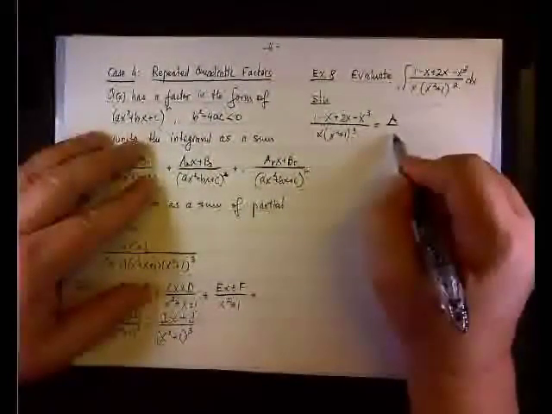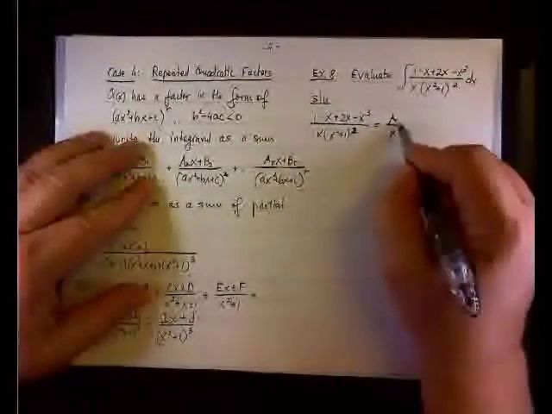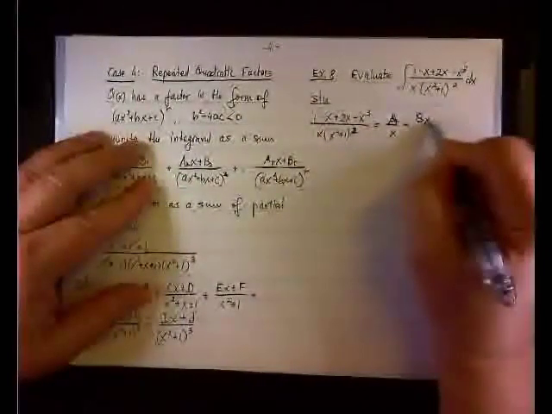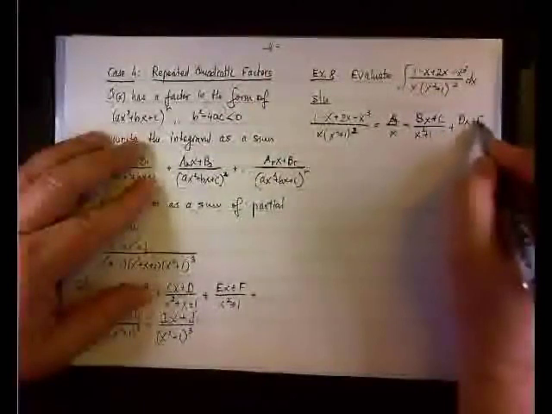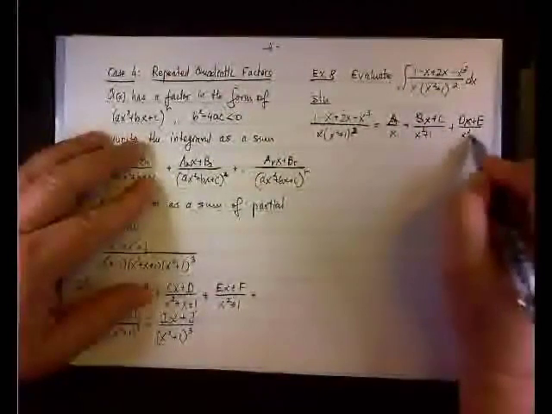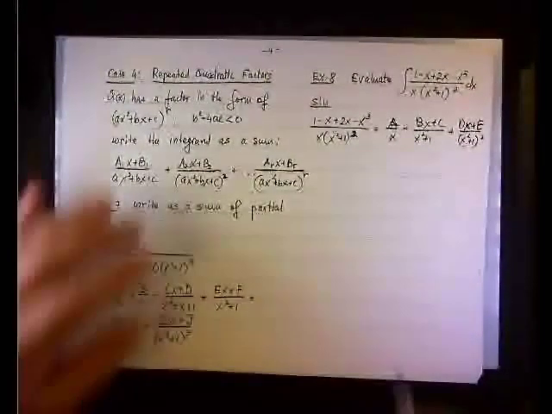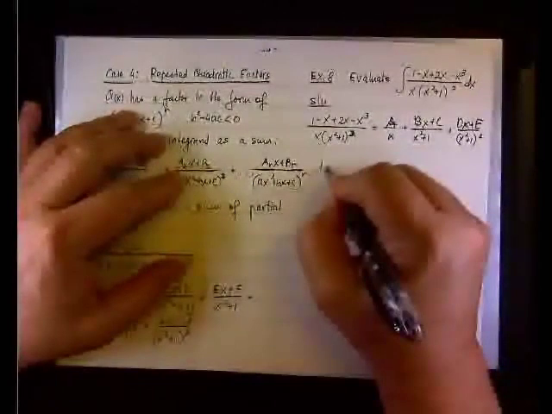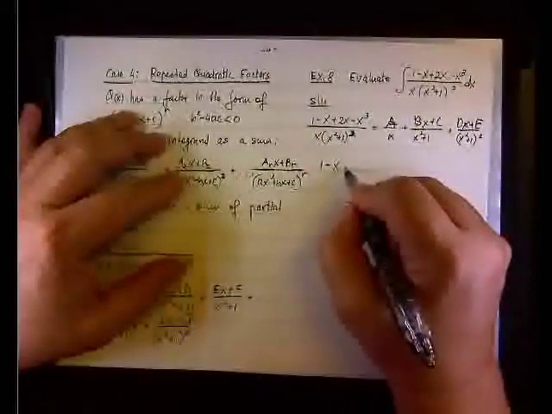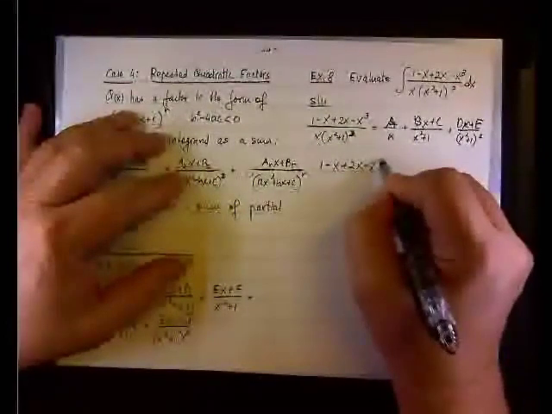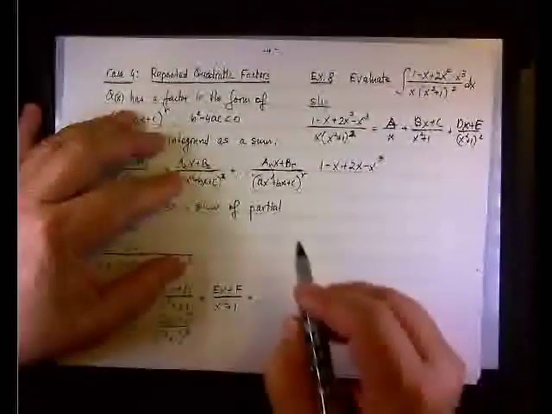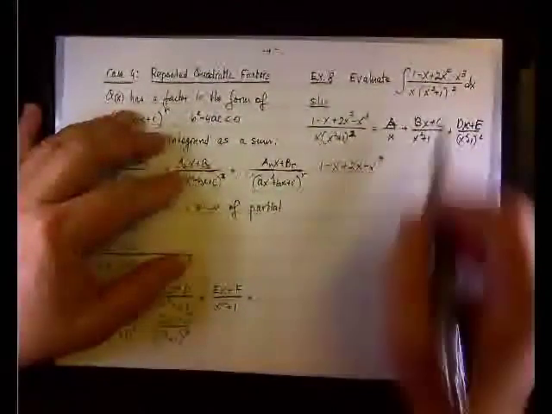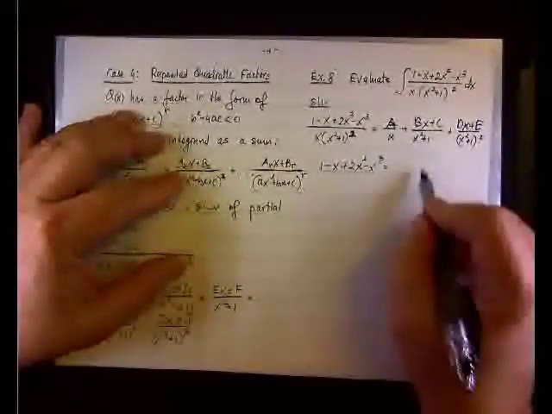So we have the linear term A over x, and then plus Bx plus C over x squared plus 1, and then plus Dx plus E over x squared plus 1 squared, like so. And then multiply by the common denominator and get 1 minus x plus 2x squared minus x cubed. I was rushing, so okay, here we go. Equals to what?